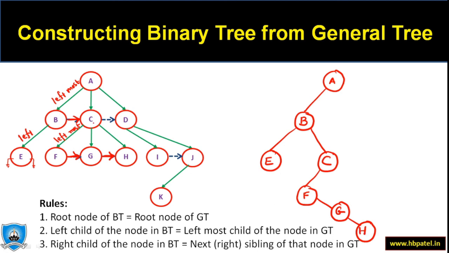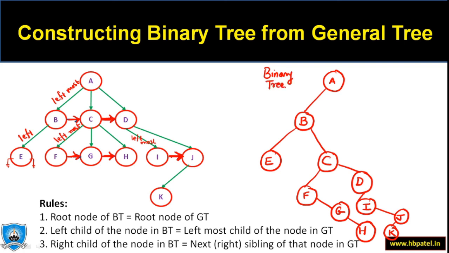Now if I come back to C, the next sibling would be D, so D will be the right child of C. Now D has 2 children, and out of them I is the leftmost, so that will become the left child of D. And over here the sibling of I is J, so that will become the right child of I. J has only one child, which is on the left-hand side. So now, using this, we have created a binary tree.